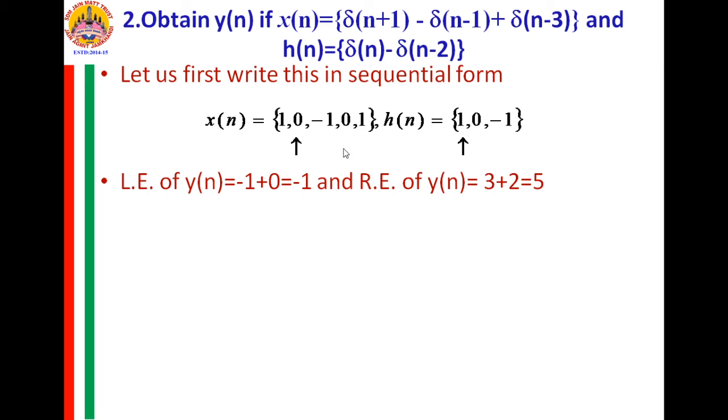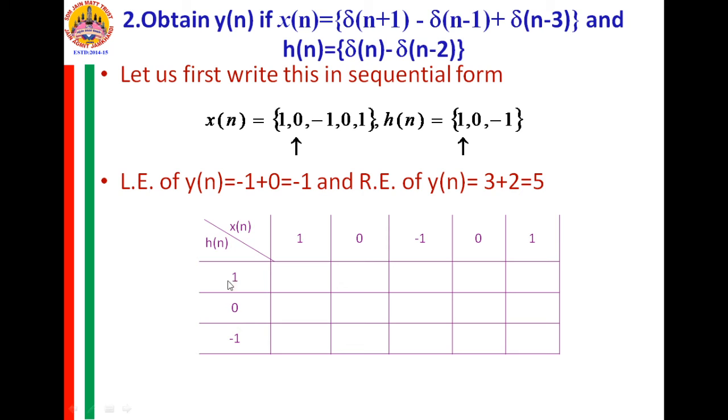This is 5, this is 3, 5 plus 3, 8 minus 1 is 7. The number of samples we need to calculate is 7, and the left end of yn is minus 1, the right end is 5. So let us enter xn and hn in the first row and the first column. xn is entered in the first row and hn is entered in the first column. Now let us multiply each of these rows and columns and enter the result in the corresponding cell.